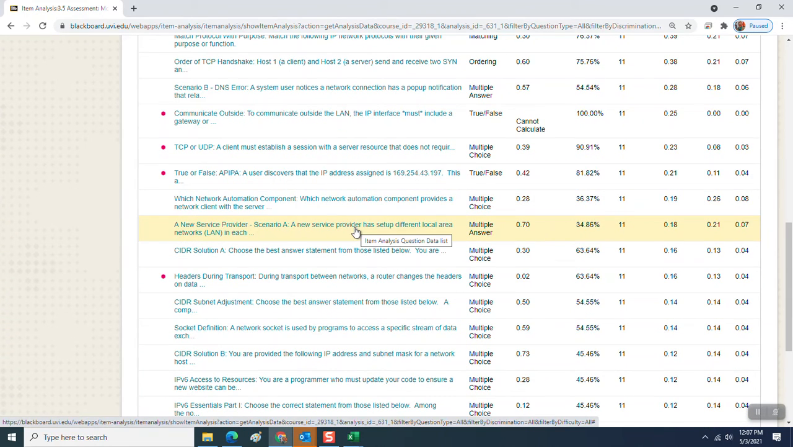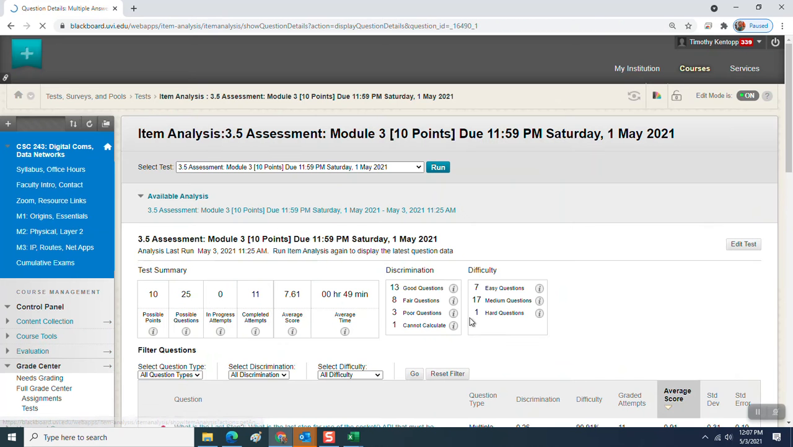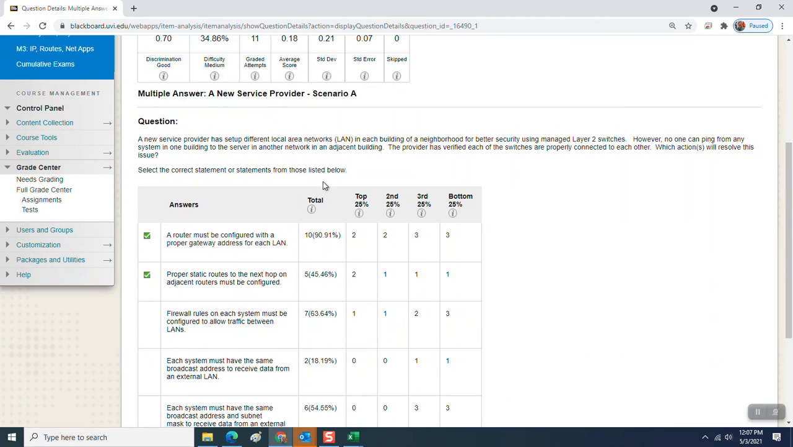A new service provider. So we have these two left, and then we'll slide up. A new service provider has set up local area networks in each building of a neighborhood for better security using managed layer 2 switches. However, no one can ping from any system in one building to the server in an adjacent building. The provider has verified that each of the switches are properly connected to each other. Which actions will resolve this issue?